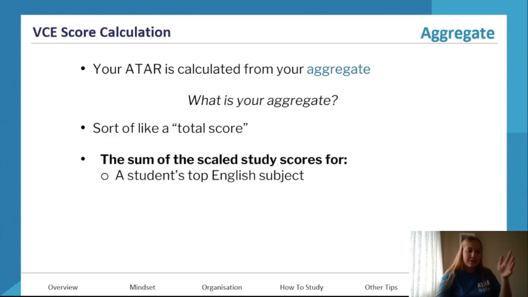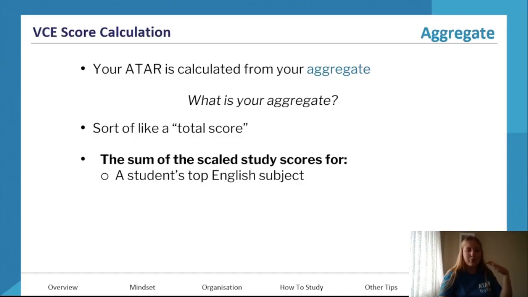And for those of you doing more than one English subject, only your top English subject has to be in there. So say I did 3 English subjects. English was my highest English subject. That went in my top 3 subjects for my aggregate. But my study scores for literature and English language were a little bit lower, and they were lower than my other study scores, such as legal studies and psychology, that I scored my highest study scores in. So they didn't have to contribute to my top 3 subjects that have the biggest contribution towards the aggregate and therefore your ATAR.